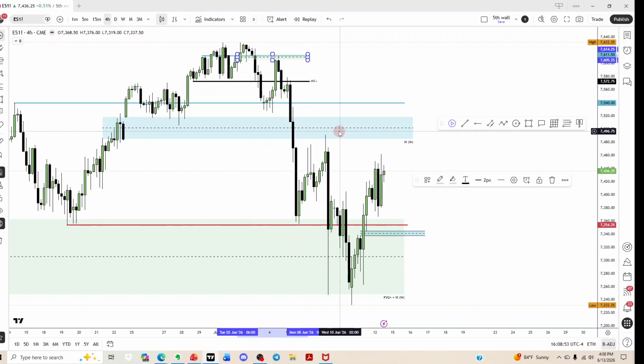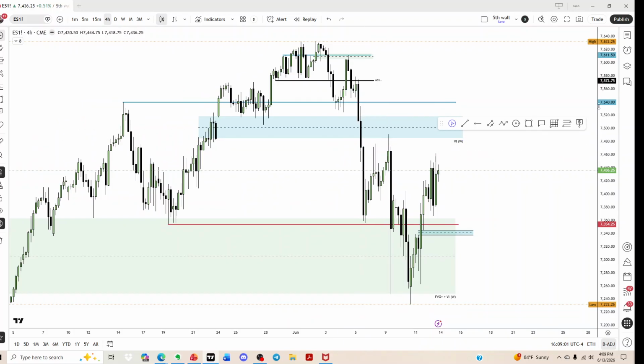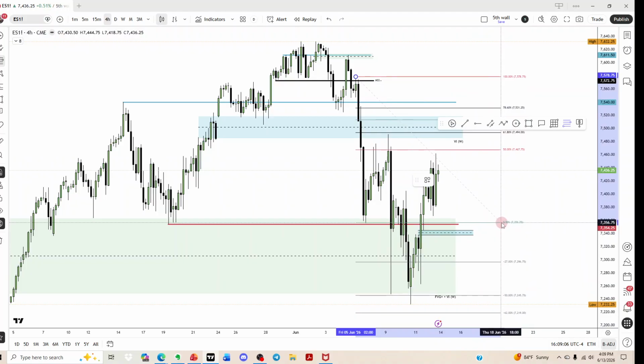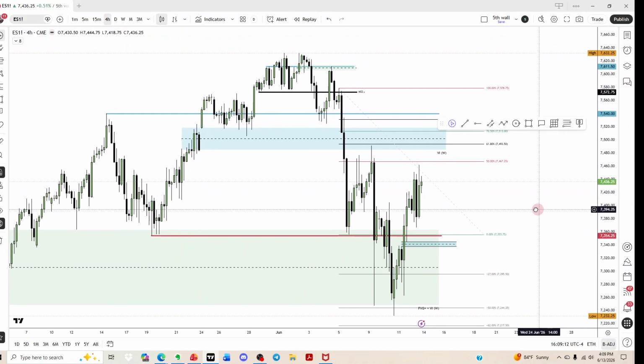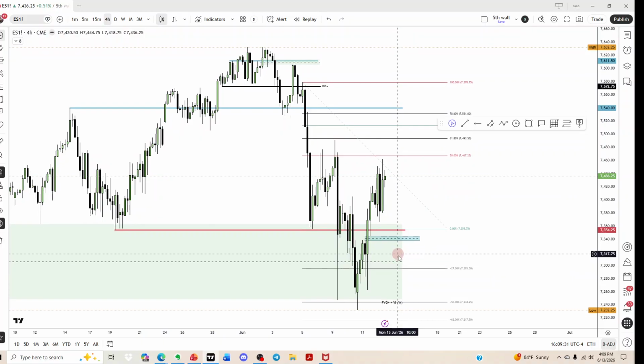So now we want to consider this pullback. How far back could it have gone? And we have this inefficiency. So let's see. The model calls for price to go from discount to premium. In this case, it pulls back above 50% of the range. So this fair value gap is in play. And again, we are ignoring, try not to say erase it. Let's just erase it.